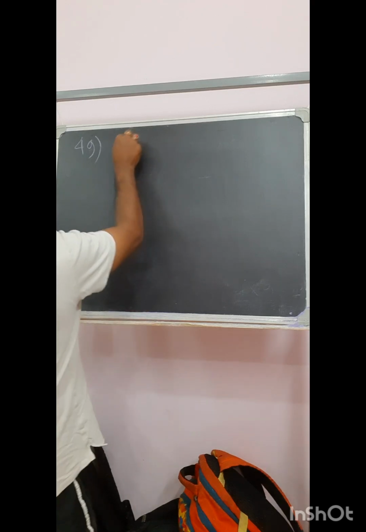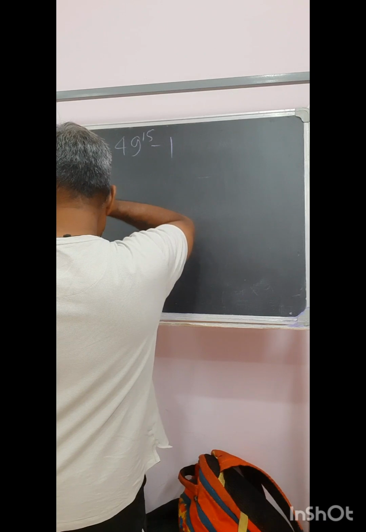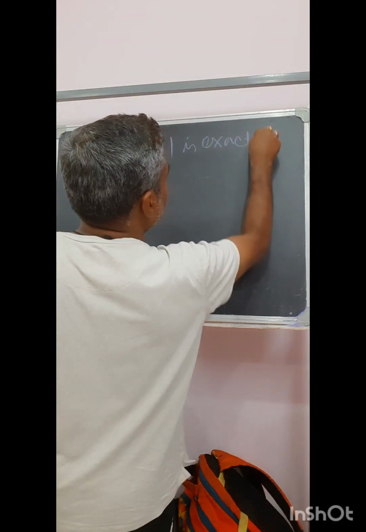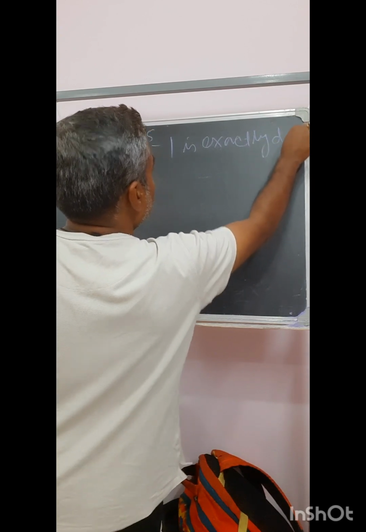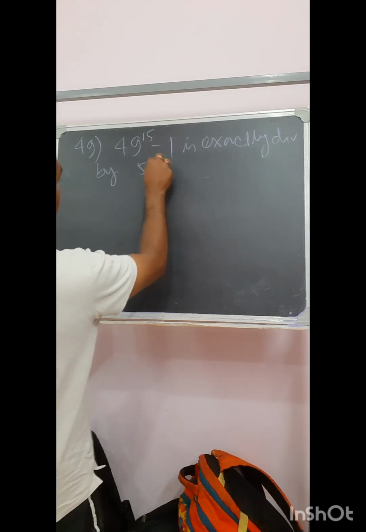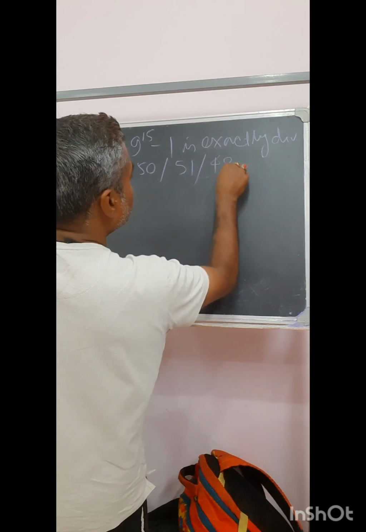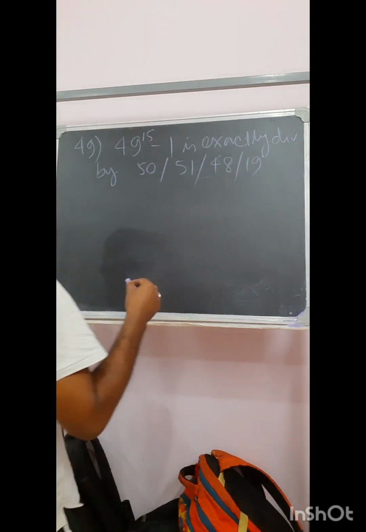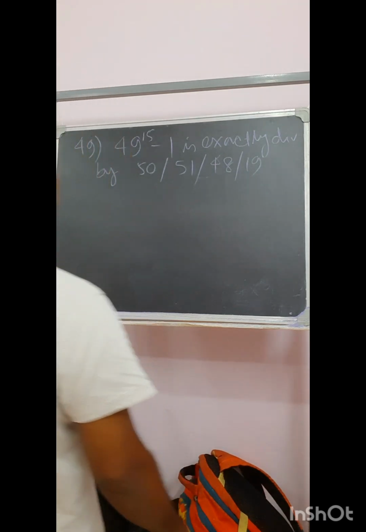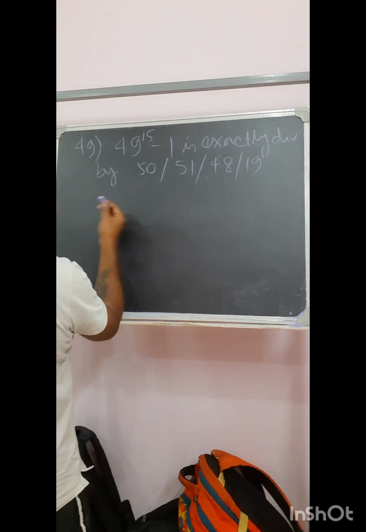Says 49 to the power 15 minus 1 is exactly divisible by some numbers given as 50, 51, 48 or 19. Okay, or 19, it is given. So what would be the case? To solve it, I have to establish some concept or formula.